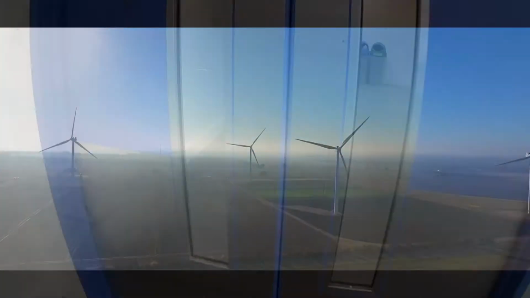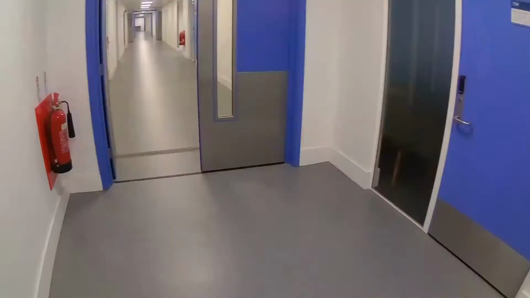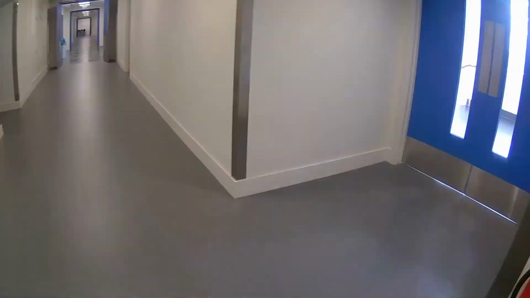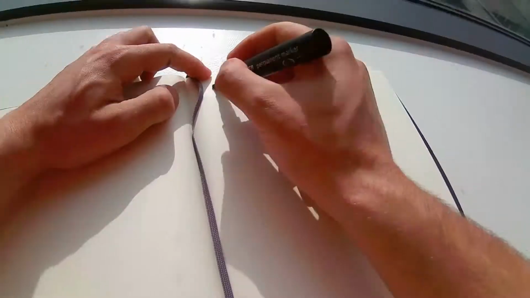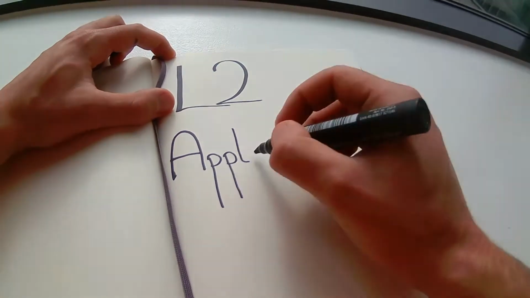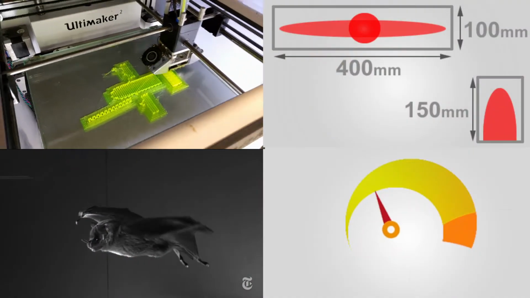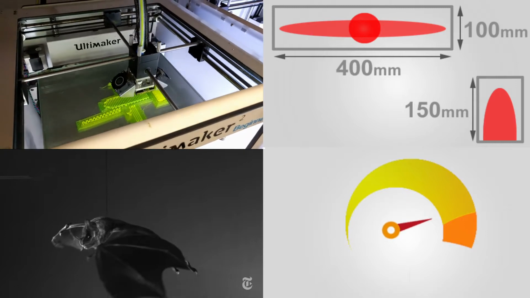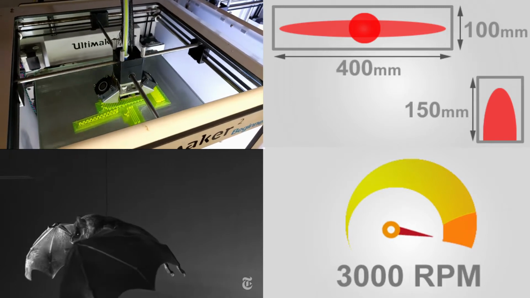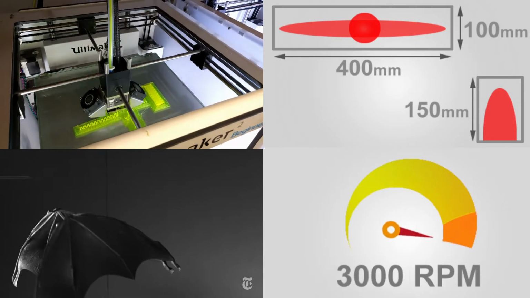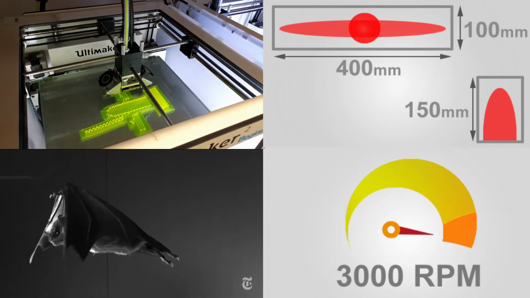For this project, we were asked to design a horizontal axis wind turbine that rotated clockwise. The following restraints are given: 3D printed as a single part, had to fit in a box of size 400 by 100 by 150 millimeters, a maximum angular velocity of 3,000 revolutions per minute, and have a bio-inspired original design.